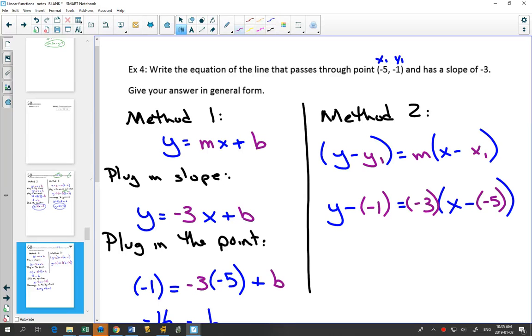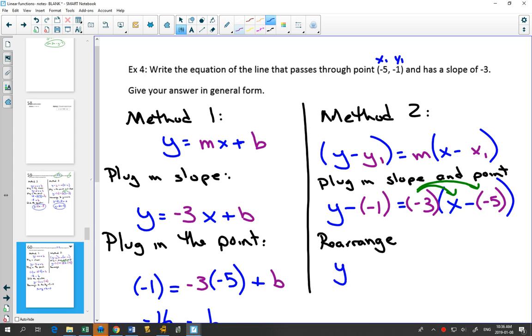So what did we do? We plugged in our slope and our point. And once we've done that, now we just need to rearrange. With the point-slope formula, the first thing you're going to do when you rearrange, you're always going to distribute that negative. So that will give me y plus 1 equals negative 3x. Okay, look at all those negatives. What's going to happen when I multiply negative 3 by the negative 5? Positive or negative? Negative. Because this will be a positive 5, and then it gets multiplied by the negative 3, which will be negative 15.